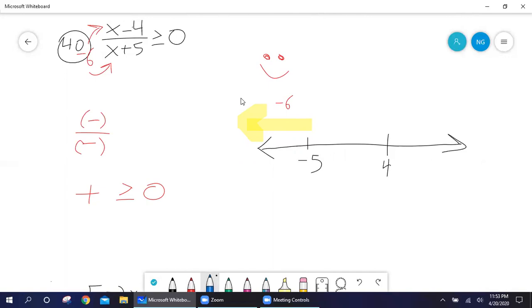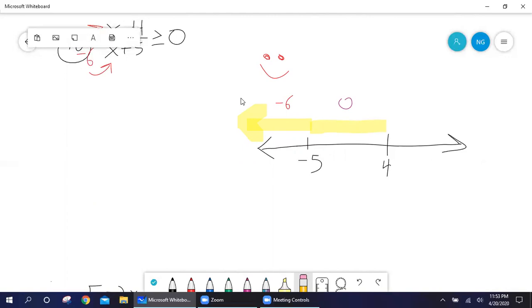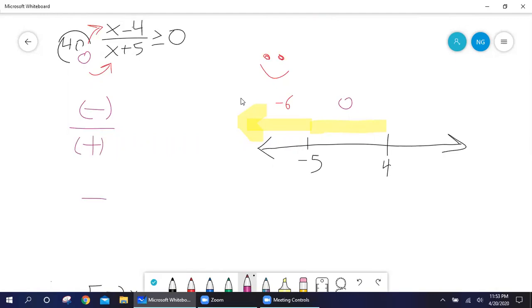Test a number in the middle. 0 would be a good test. If I plugged in 0 for x, 0 minus 4, that's going to be negative. 0 plus 5, positive. A negative divided by a positive is negative. That is not what I wanted.